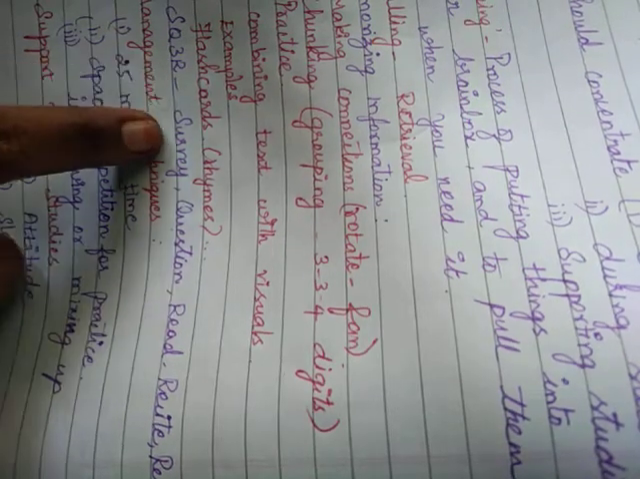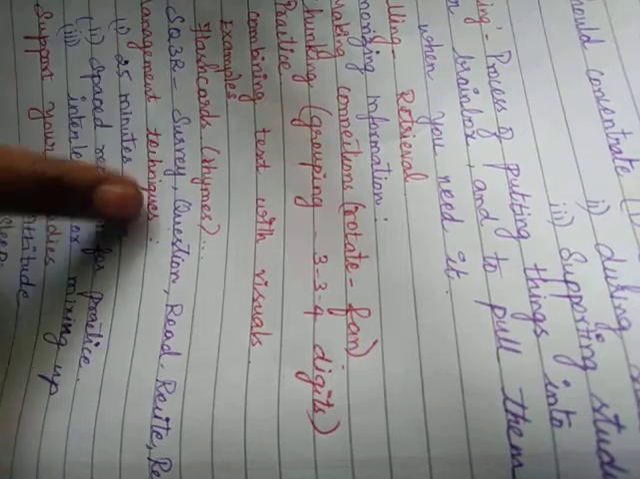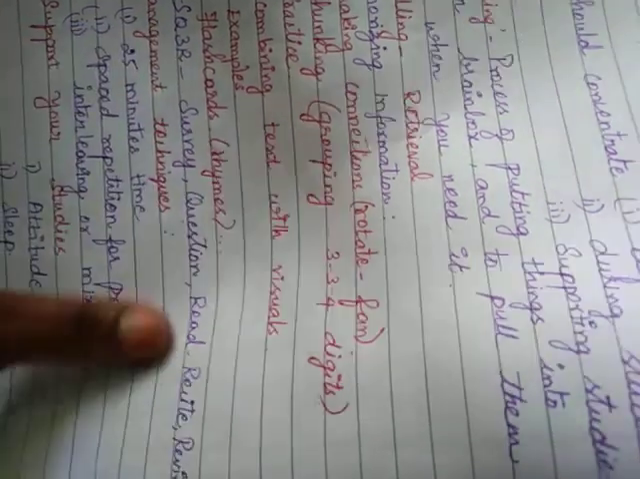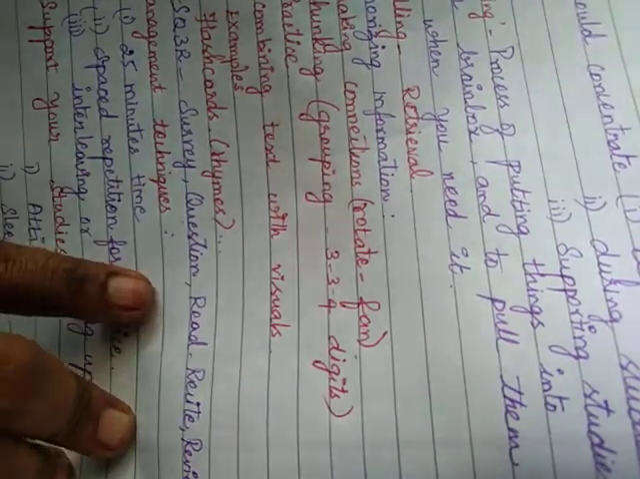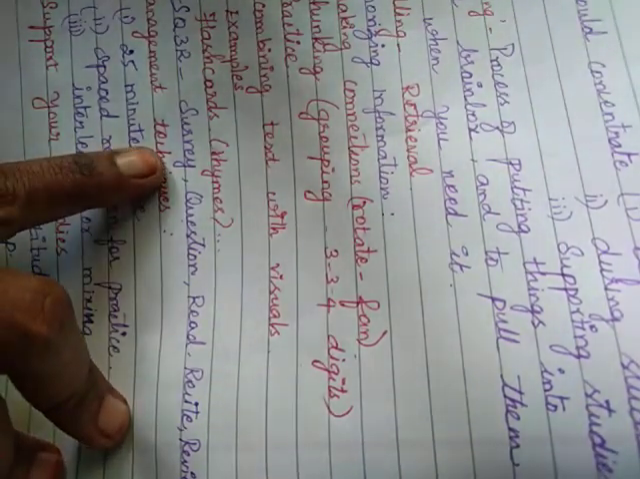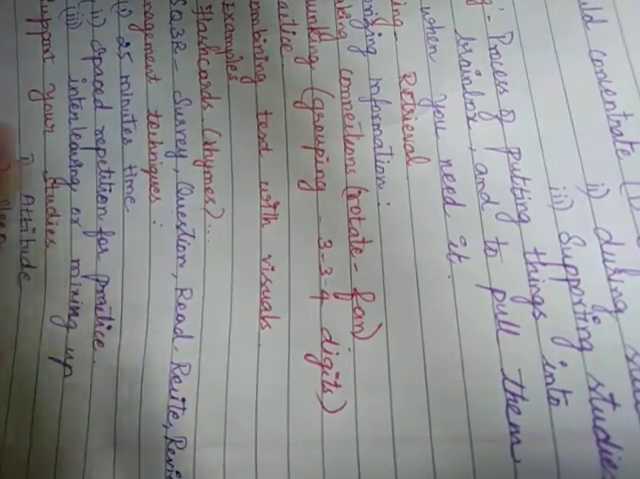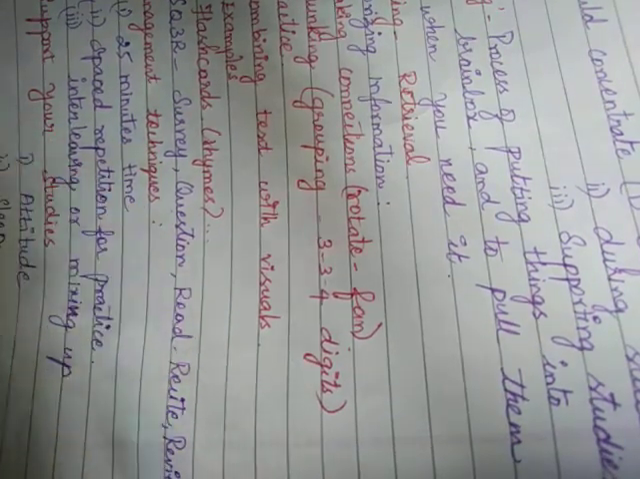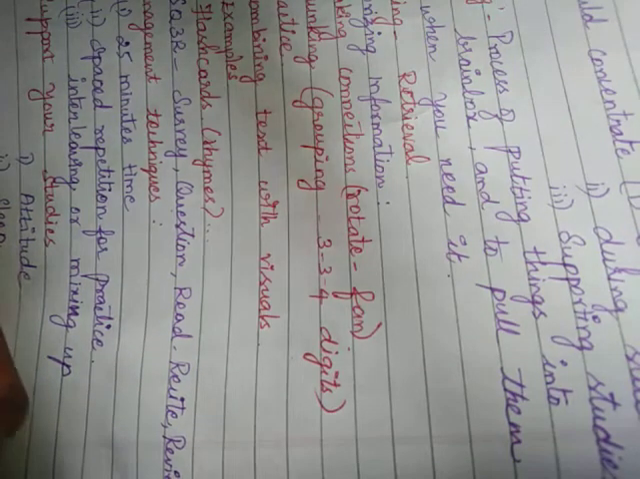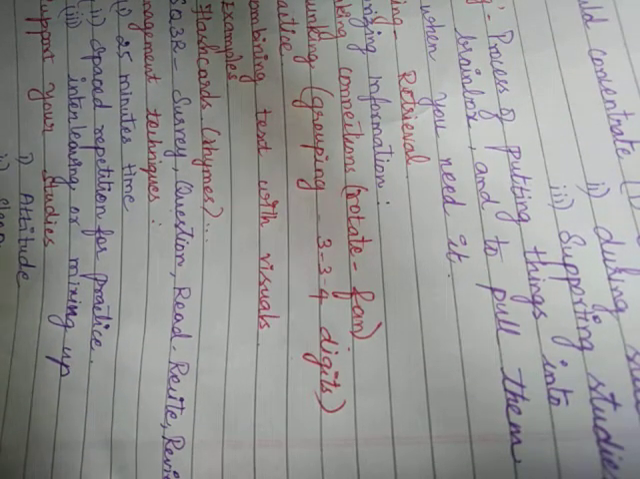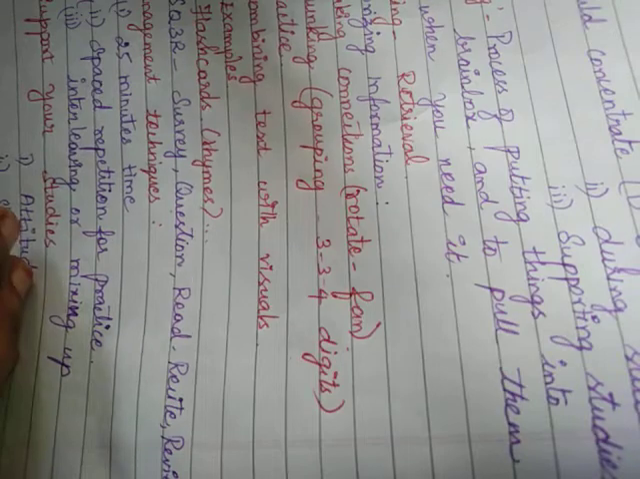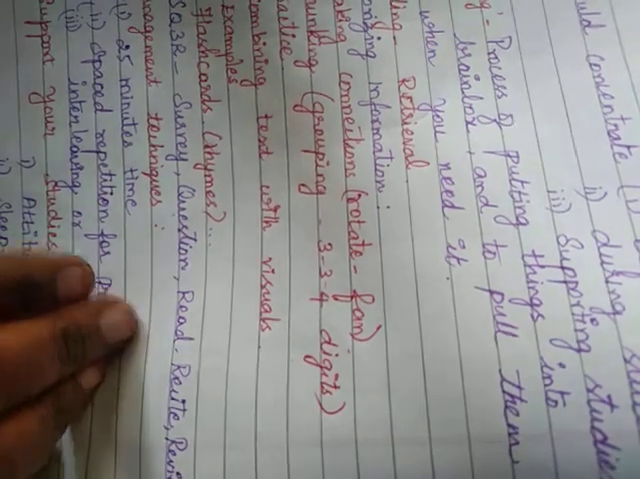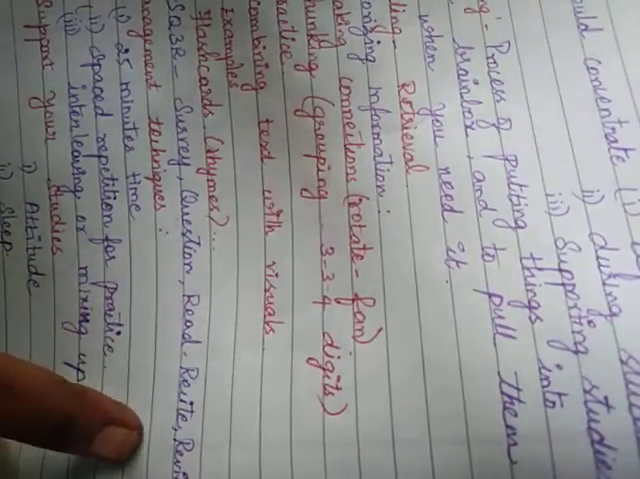What is this SQ3R? S means survey. Q means question. What is this 3R? Read, recite and review. These are all the techniques. First, survey. Survey means you should read the headings and subheadings and turn them into your questions. Then read. Then recite: answer it by yourself. Then you have to review, noting what you have missed out from that, and memorize the answer. Okay, that is called read, recite and review.